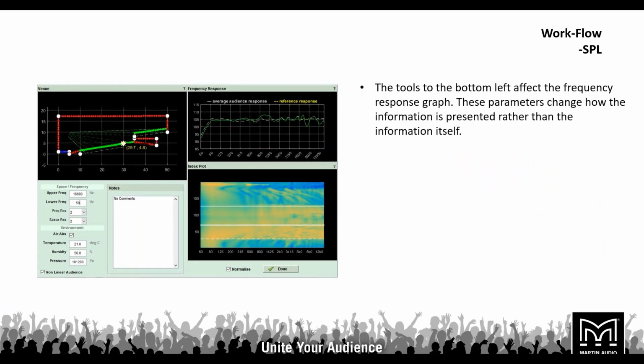All right, the tools to the left affect just the frequency response graph. So this is not going to affect the optimization. It just lets you see things differently. So if you're targeting specific problems, you may change your upper and lower frequency. So you just want to look at between 800 and 4K. You're looking for intelligibility. You want to just look at that, nothing else. You can change that there.